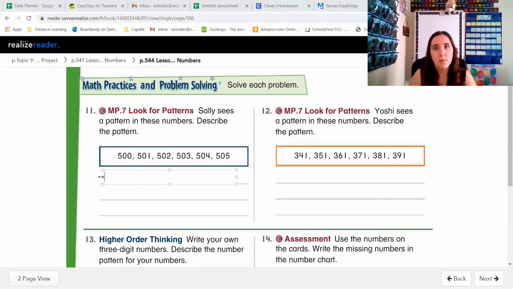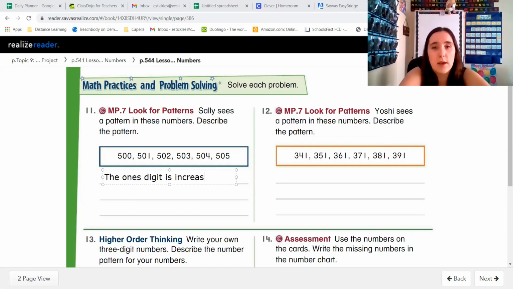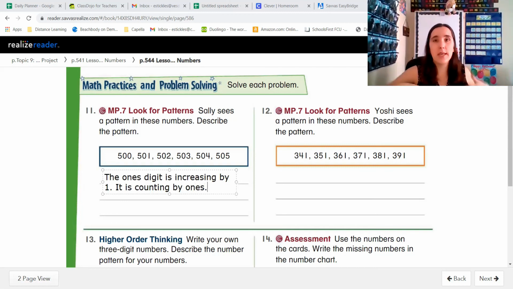What part of our numbers are changing? What place values? The hundreds are all fives. The tens all have a 0 in it. So it's not the hundreds, it's not the tens. So that means it has to be the ones because they are going 0, 1, 2, 3, 4, 5. So that means our pattern is that the numbers are increasing by 1. We can say the ones digit is increasing by 1. Another way to say that would be it is counting by ones. Kind of like when we count normally, we say 1, 2, 3, 4, 5. We are increasing by 1. If we said 10, 20, 30, 40, 50, 60, we are counting by tens. Our numbers are increasing by 10.